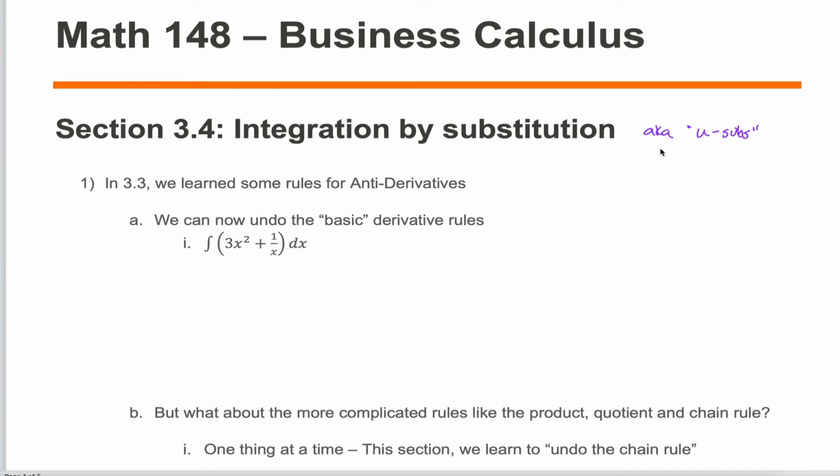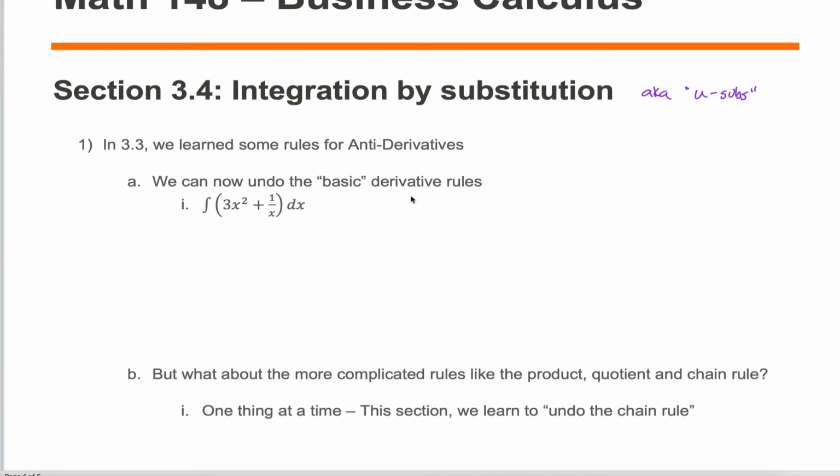You might be wondering why we need this new method, and the short answer is that there are a lot of functions that we don't know how to take the antiderivatives of. We learned rules for the more basic antiderivatives in 3.3. For example, if I asked you to take the antiderivative of 3x squared plus 1 over x dx, because we have two different terms, we can break this up into two different antiderivatives. And because this 3 is a coefficient, we can pull that out in front.